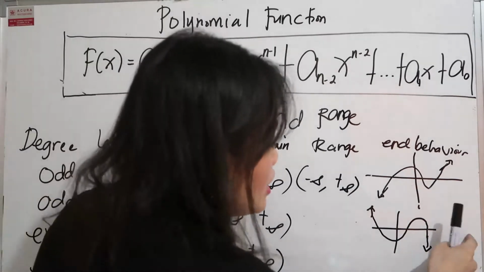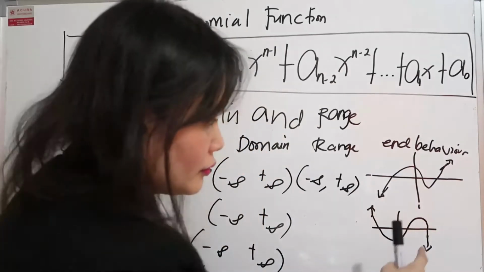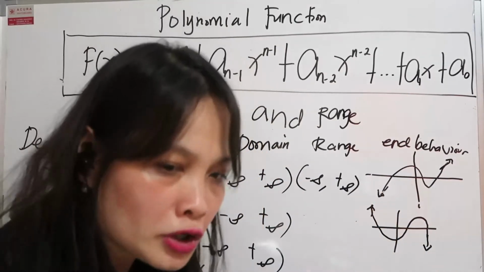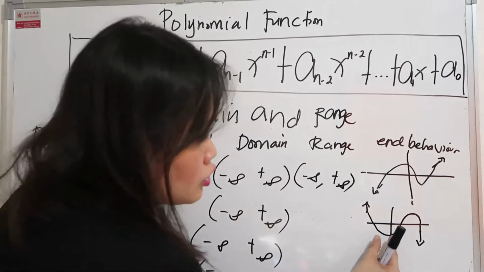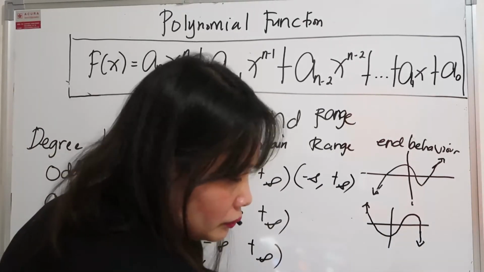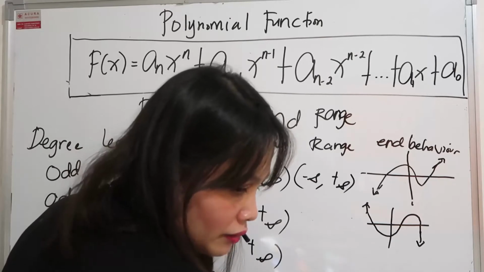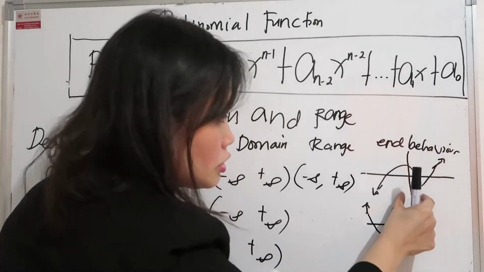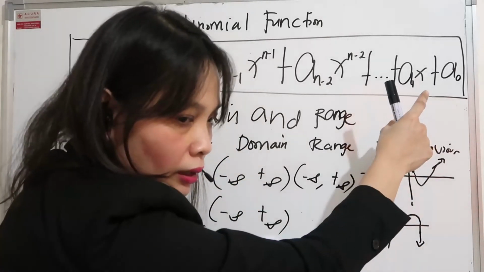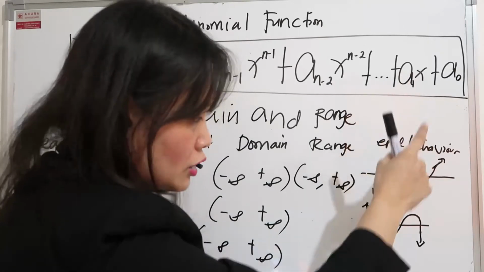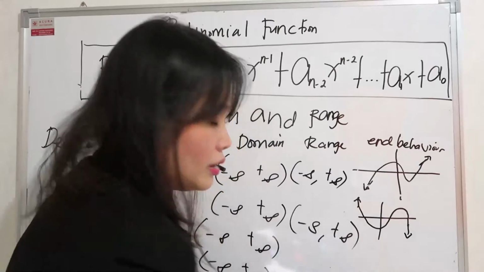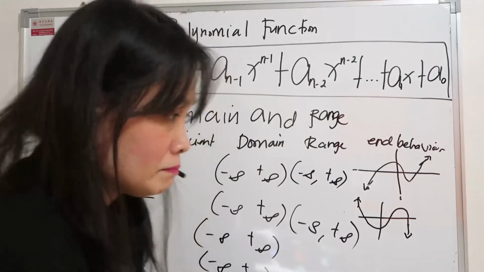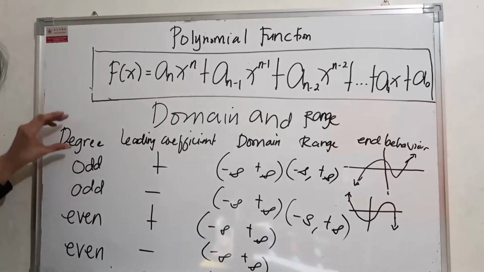Now, in this particular graph, you can determine the range. So how can we determine the range? You can extend the y value to the negative, and you can also extend the y value to the positive points. So therefore, the range is from negative infinity to positive infinity. Okay? So that is for odd degree.